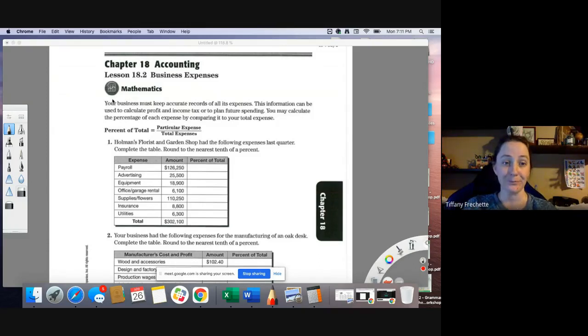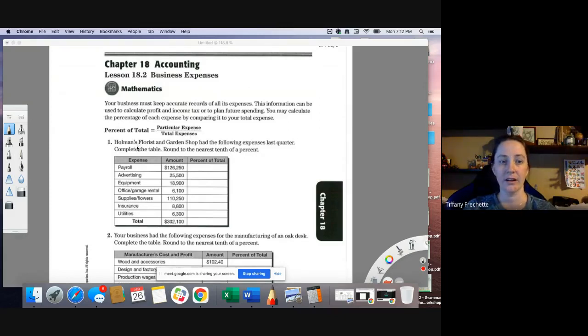All right. So if we look here at the little summary, we have your business must keep accurate records of all its expenses. This information can be used to calculate profit and income tax or to plan for future spending. You may calculate the percentage of each expense by comparing it to your total expenses. So percent of total equals the particular expense, so whatever expense you're looking at, divided by the total expense or expenses. All right, so let's look at number one.